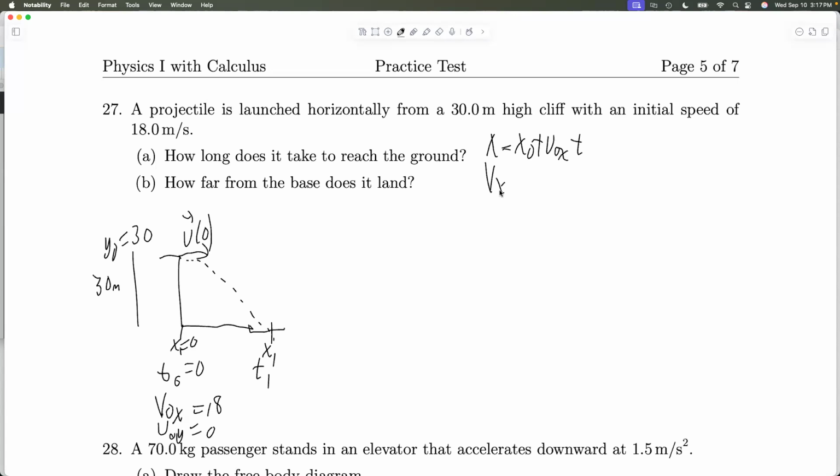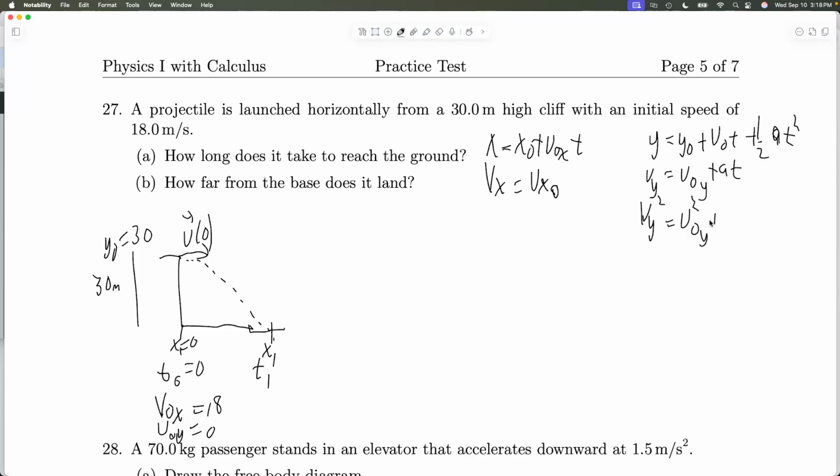Vx, this one isn't really an equation, it's a statement that your x velocities don't change. y equals y naught plus v naught t plus 1/2 a_y t squared. v equals v naught plus at, and that's in the y direction. And these are all y's. v_y squared equals v naught in the y direction squared plus 2a, again a_y, but it's our only a in the problem, delta y.